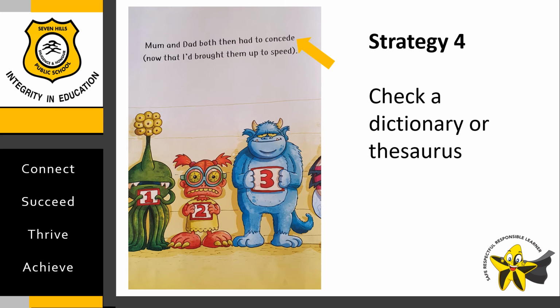But I've read a lot of texts, so I kind of understand the meaning of concede. And I've put all the pieces together of what's happening in the story and been a really thorough detective to work out that word. But if you aren't able to do that, that's okay. Okay, that's what we're aiming towards.